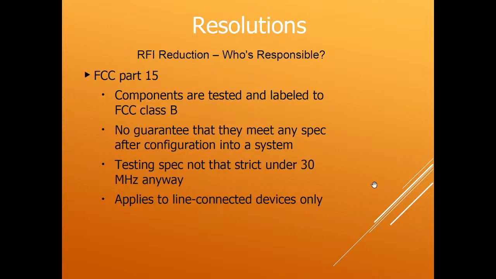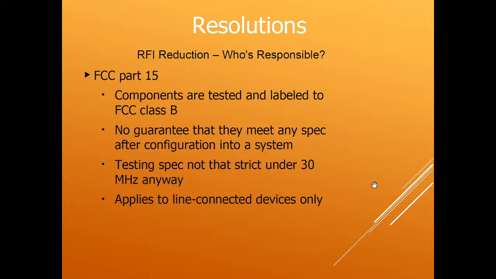So one issue is, who's responsible, and why are we having a problem anyway? So here are a couple things to know about Part 15. Components are tested by the manufacturer, supposedly, and they're labeled that they meet FCC Class B. And there's no guarantee that they meet that spec once they're in a different configuration. They test it somehow in a lab to see if there's noise coming out of it. But then when you take it home and you plug it in, if you run the cord across the room or run it near the TV, all bets are off.